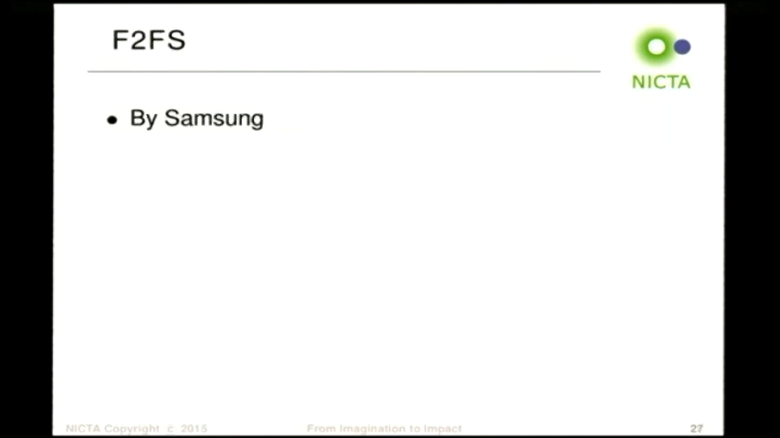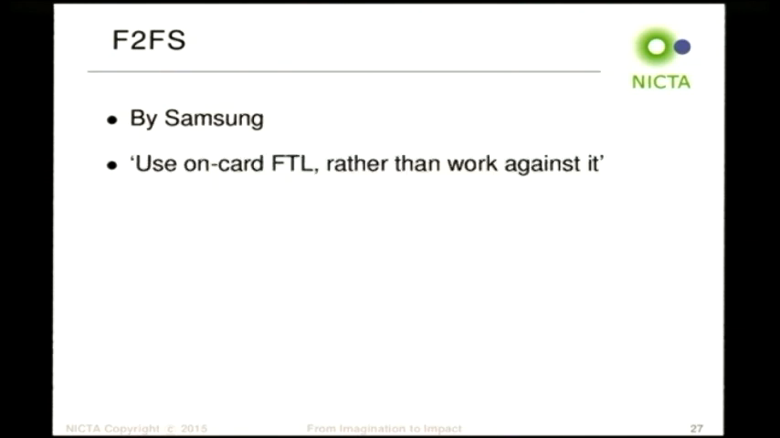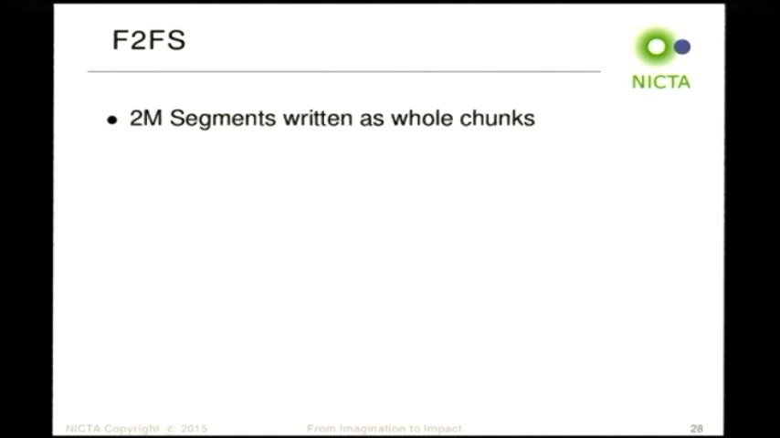Enter another file system, F2FS. This is supposed to be the flash-friendly file system. It's written by Samsung, so you'd expect it to work really well on Samsung chips. We'll come to that. The way it works, theoretically, is it's supposed to use the on-chip flash translation layer rather than working against it. It's supposed to cooperate with the garbage collection and use those optimizations that were there for FAT32. So the way it works is it divides the flash into 2 meg sections. You can actually tune that at mkfs time. So 2 meg sections, and each of those will be written continuously as a log with all of the data in the log before opening the next 2 meg section.